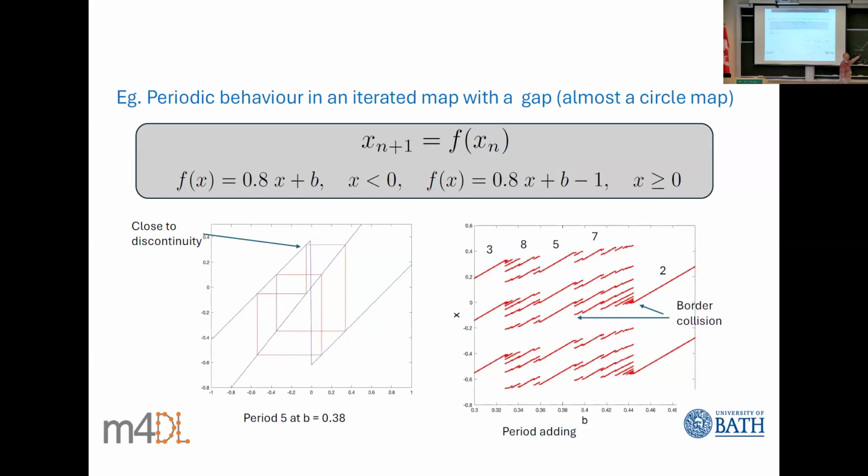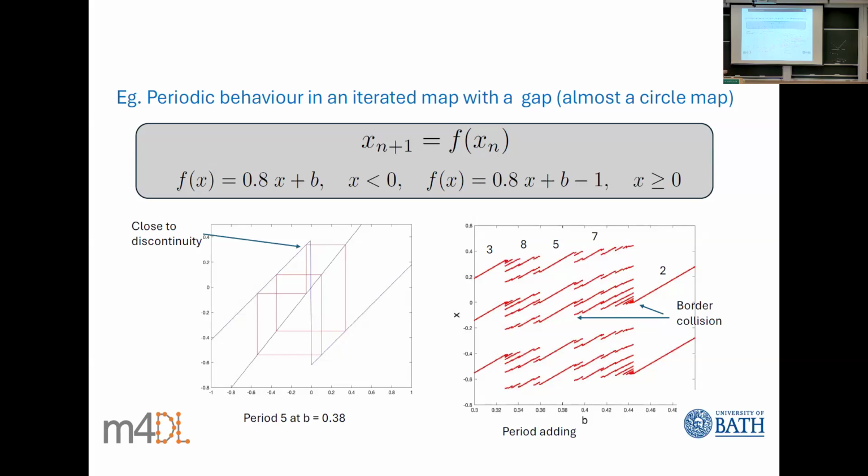You've got a linear feature, then a discontinuity, and then linear again, but you have a jump. We'll just take a very simple one: 0.8x plus b if x is less than or equal to 0, and 0.8x plus b minus 1 if x is greater than 0. The 0.8 keeps things stable. And here is the map: linear there, there's the jump, then linear again. b here is our bifurcation or control parameter, whatever you want to call it.